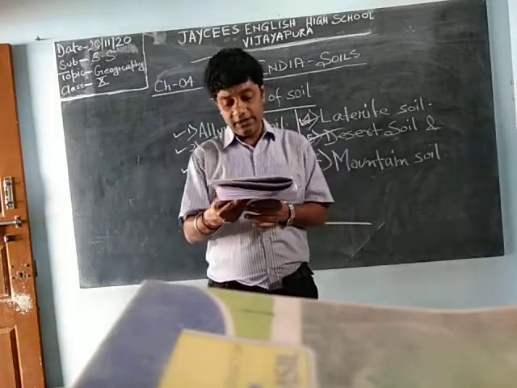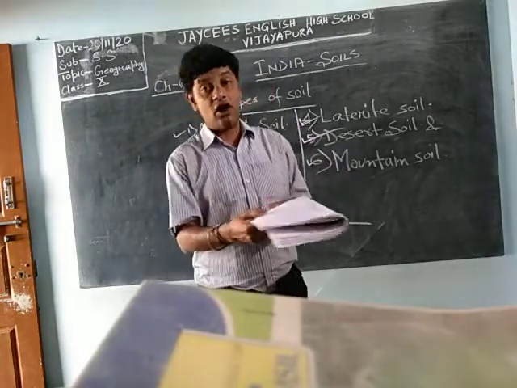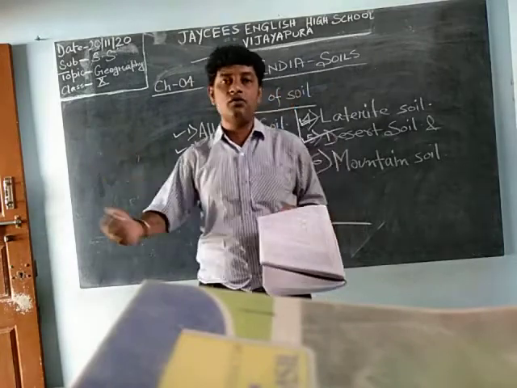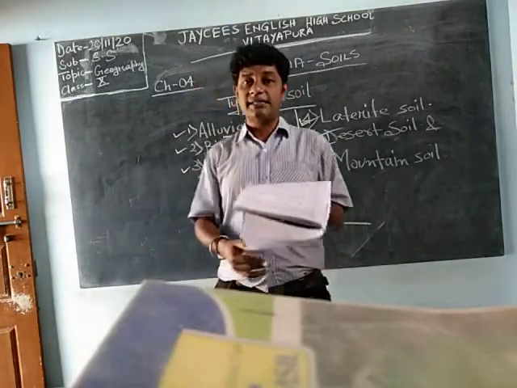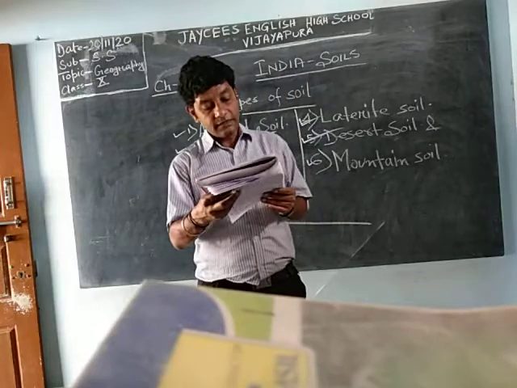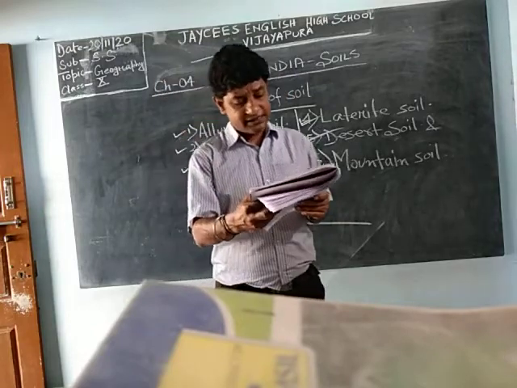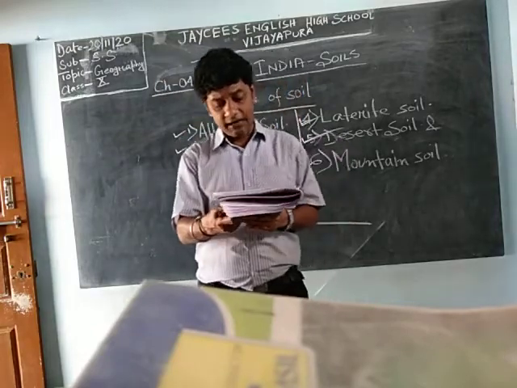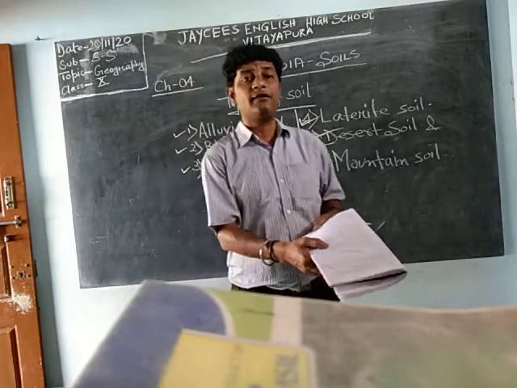They are mostly found in the northwestern part. Northwestern part means nearer to Pakistan also, you can say. So they are mostly found in the northwestern part of India, that is a major part of Rajasthan. Rajasthan is the border for Pakistan.